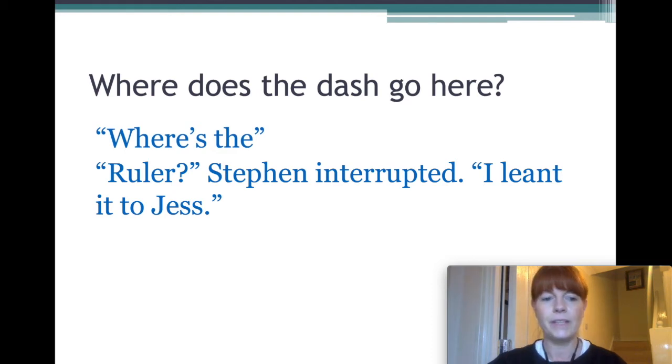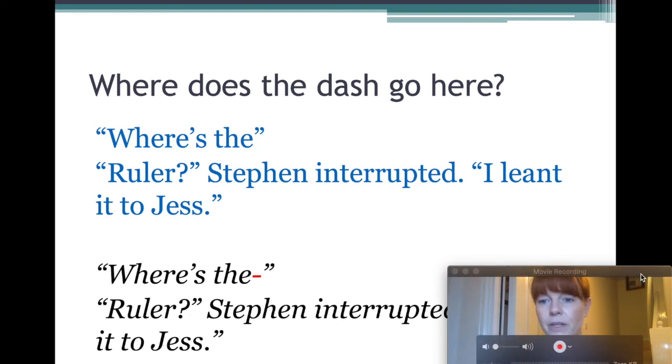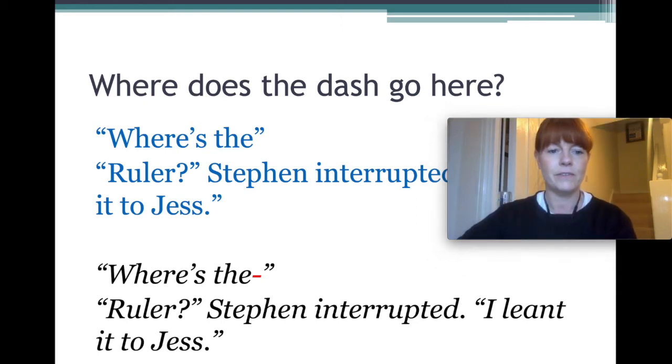Okay, so here's the answer. It's "Where's the—" because the person's going to say ruler, and then Stephen has interrupted the person and said ruler for them. So, "Where's the—" "Ruler?" Stephen interrupted. "I lent it to Jess." Let's have a go at the next one.